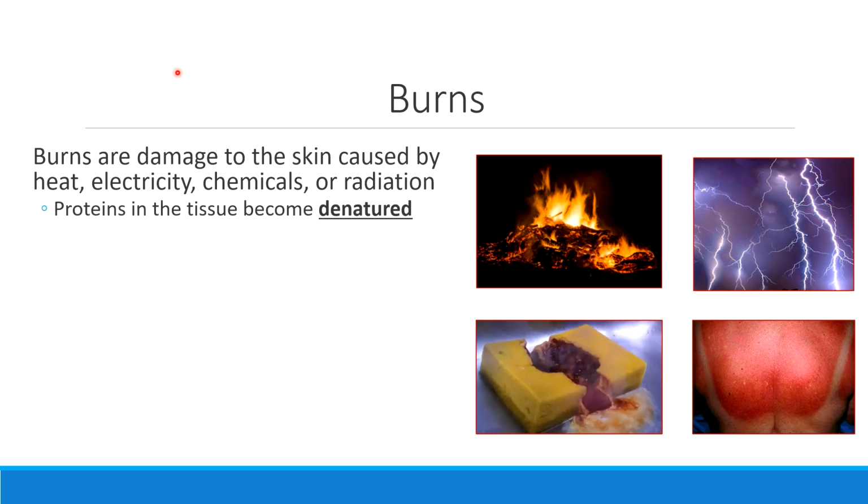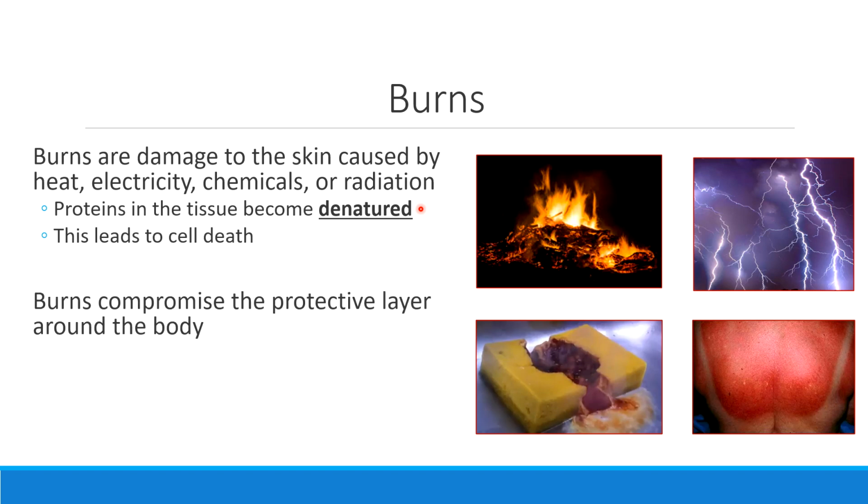The problem with burns is that the proteins that are found inside your skin tissue become denatured. And what this word denatured means, as a reminder, is that they're no longer able to do their normal function. The function of the proteins that are found in your skin is to help build a protective layer. So if we're denaturing those proteins, that's problematic for us. Not only are the cells dying, but the protective layer on the outside of our body has now become compromised.